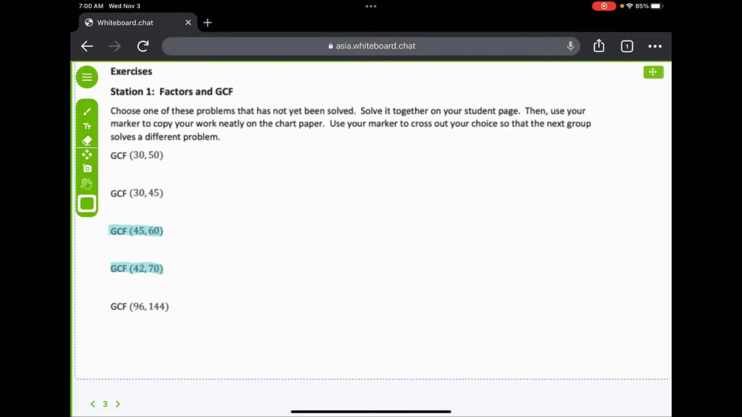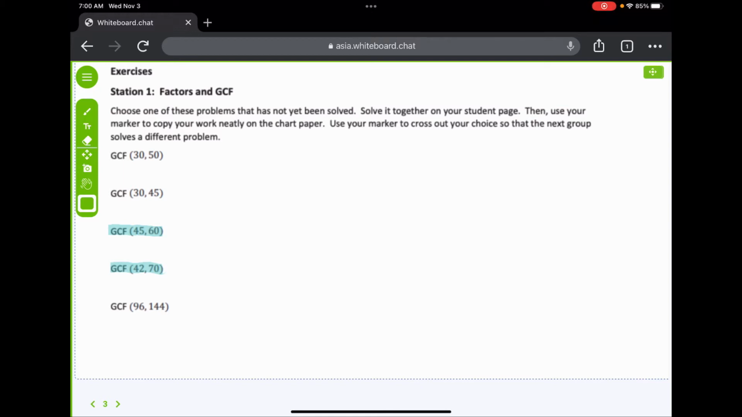Now, this says exercises. This exercise is station 1, and we're just doing factors and the greatest common factor. So I'm going to do these that are not highlighted, and then I'm going to let you do the other ones. And if you want to do those on whiteboard chat or on your paper, that does not matter either way when it's your time to do it.